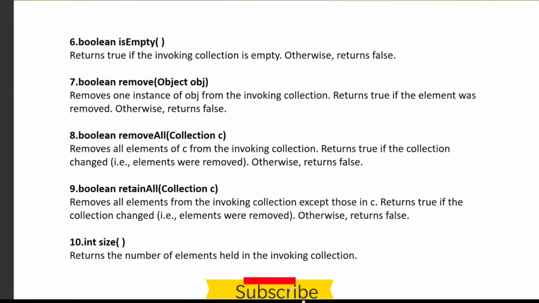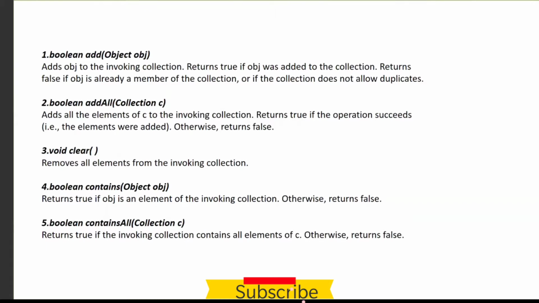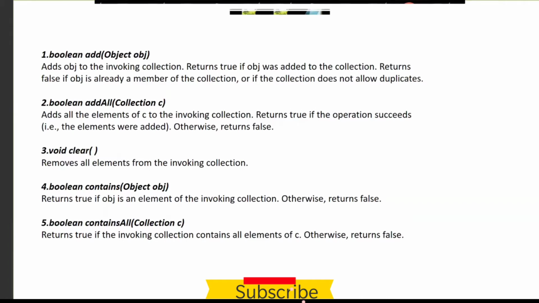So what are those? We will repeat again: addAll, clear, contains, containsAll. When I say add, I want to add a single object. When I say addAll, it is a list of objects or a set of objects or a map of objects. When I want to clear, I want to empty the collection. When I want to check a single value, I'll go with contains. When I want to check whether a list is present in another list, I will go for containsAll.